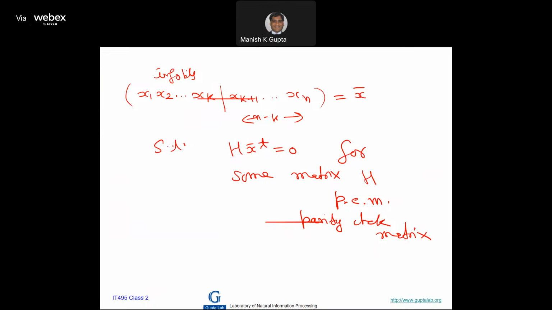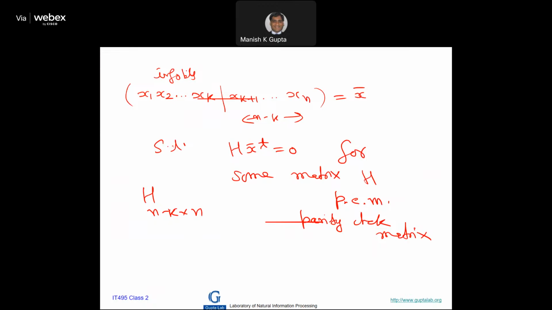I'm adding extra n minus k bits such that Hx transpose is zero. So x is the row vector, and if you take the column vector, x transpose is a column vector, multiplied with H for some matrix H. What is the size of H actually? H is of size n minus k cross n, n minus k rows and n columns. You multiply this with x transpose, and Hx transpose turns out to be 0.